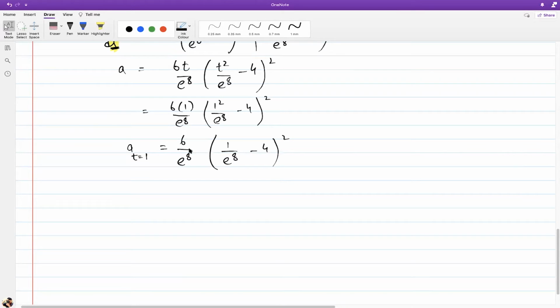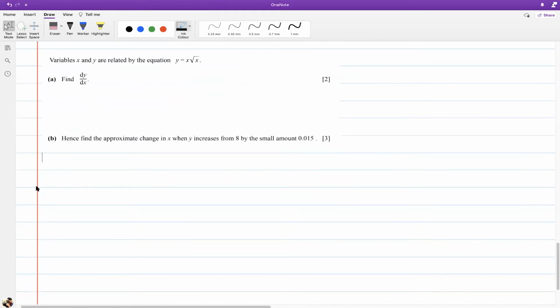Now the next question we are going to do: variables x and y are related by the equation y equals x square root x. Now what's happening here is that x is multiplying with square root of x, and it's very easy to feel trapped in this कि ये दो चीज़ें multiply हो रही हैं, इनका derivative कैसे लें. So it's always a good idea to simplify before you do any derivative. So if you simplify this, this is x power 1 times x power half, and that way it becomes x power 3 by 2. All right, because 1 plus half, sir, हो जाएगा तो 1 and half. And now it's really easy to take derivative of this.